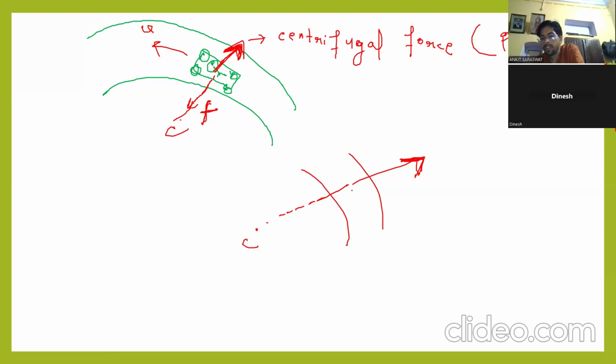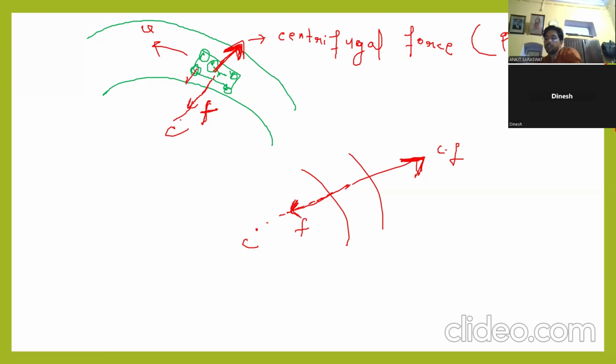When a car is taking a curved path, who is stopping you from going away from the center? Friction. The friction between the wheel and the road. This friction will help us balance this centrifugal force. Who is balancing this centrifugal force? Friction. There is one force that is balancing us, that is friction.